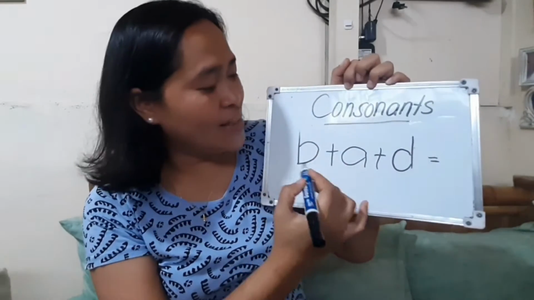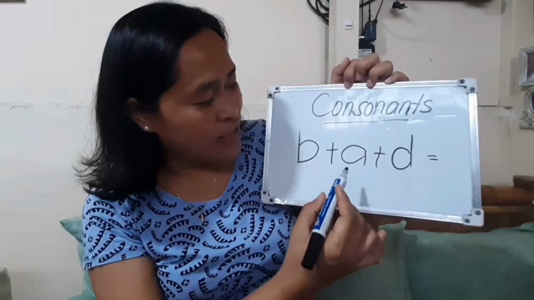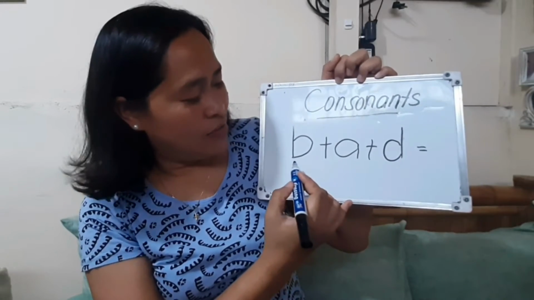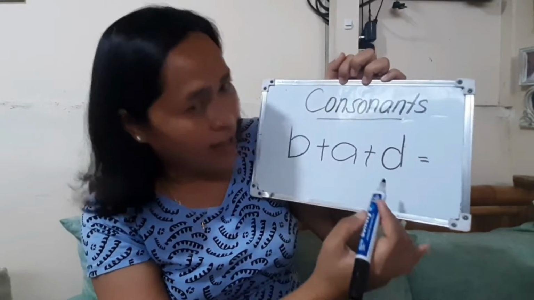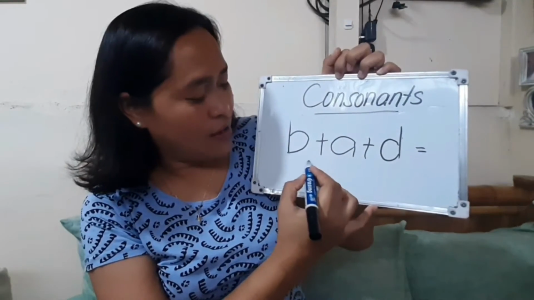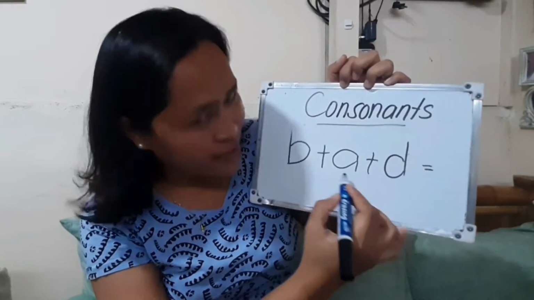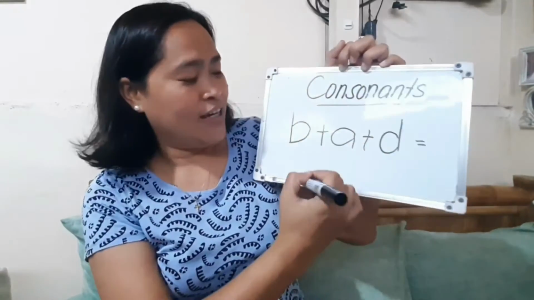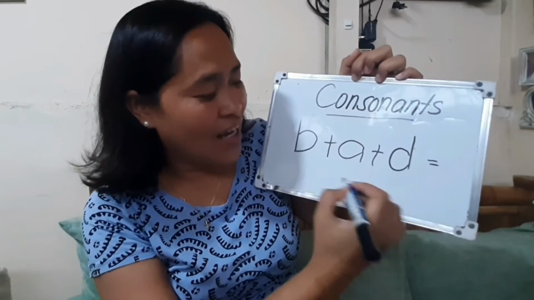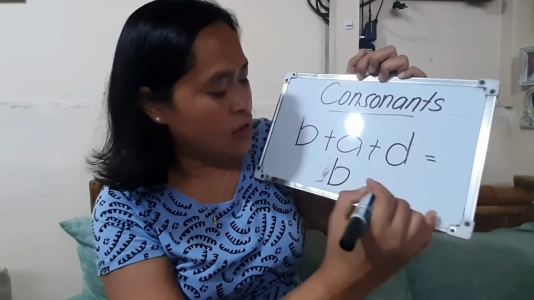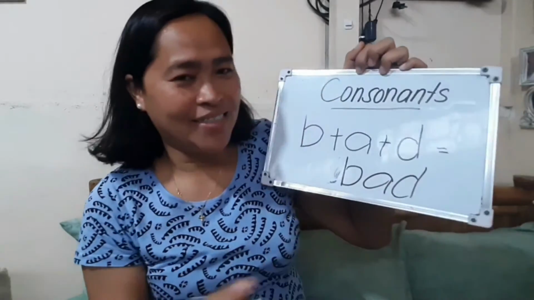So we will combine this consonant and this vowel and this consonant. That's ba, a, da. Let's make it faster. Again, ba, a, da. Let's try it faster this time. Bad. Again, bad. Ba plus a plus da is equal to the word bad. Again, bad.